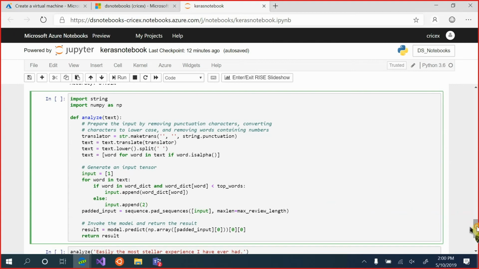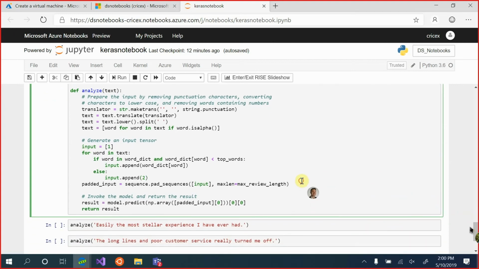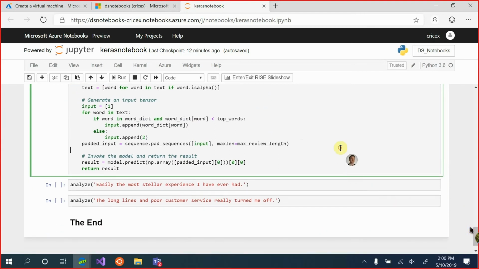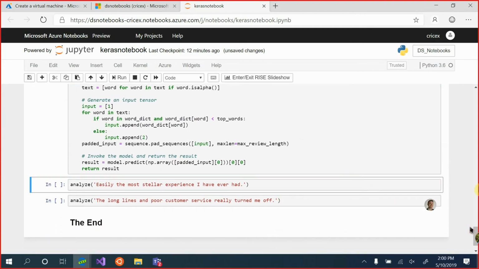So now let's build a function, analyze, where we can pass the review and get the sentiment out of it. Over here we are just dealing with the input we are provided, and then we are going to predict it using the model we just ran. So now on testing it, we have two sentiments which we'd like to test. The first one being: easily the most stellar experience I've ever had.